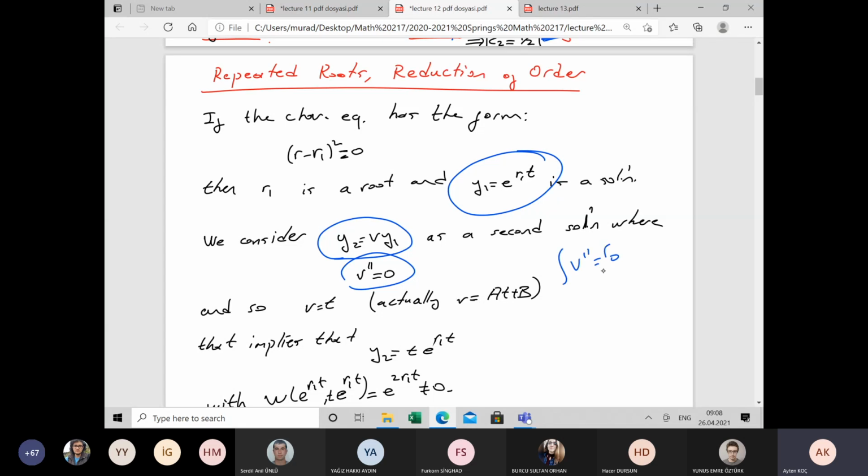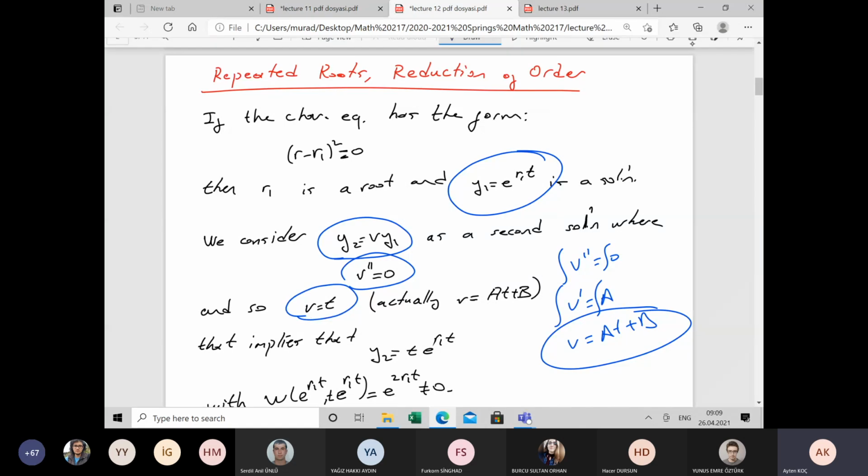Integrating both sides, V prime is a constant, for example, A, and integrating both sides, V is obtained, At plus B. It's okay? V is linear. But here, actually, take A and B as constants, and take B is 0, A is 1, and we obtain V is t. Take it. It's okay?